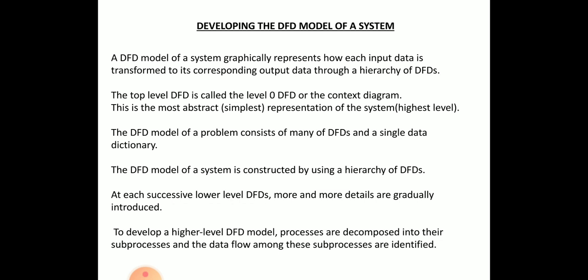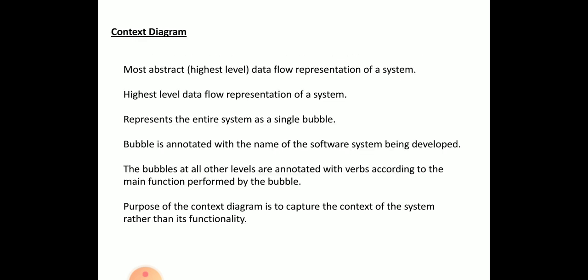So as we said, the first level, that is the level 0 DFD, is the context diagram. It is represented by a single bubble. It is the most abstract, highest level data flow representation of a system. It is used to represent the entire functioning of the software, so it represents the entire system as a single bubble. The bubble in the context diagram can be named with the name of the software system itself. For example, for a software developed to automate the bookkeeping activities of a supermarket, the context diagram can be named as it is, supermarket software.